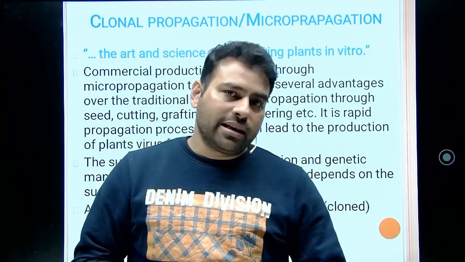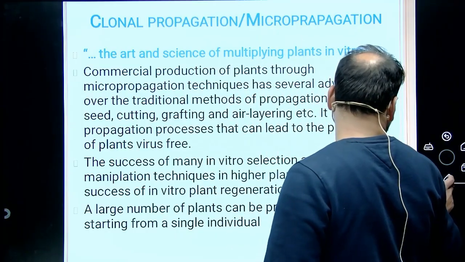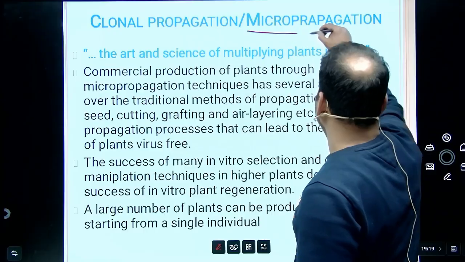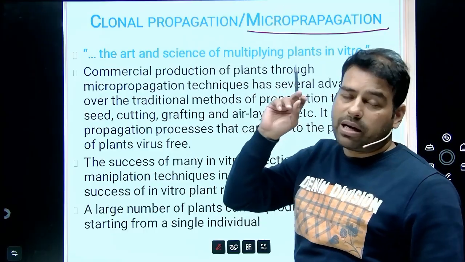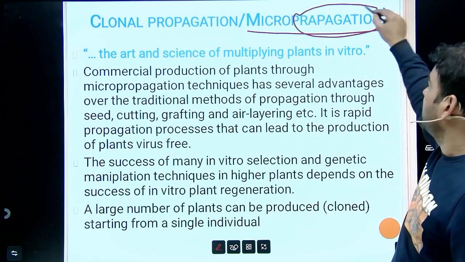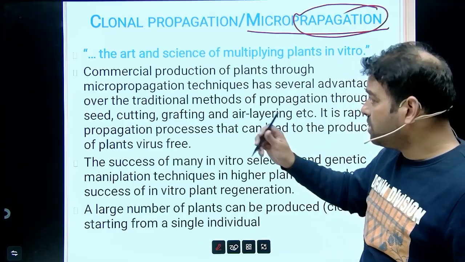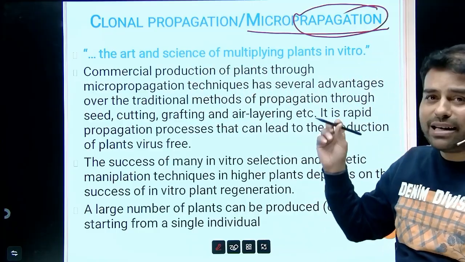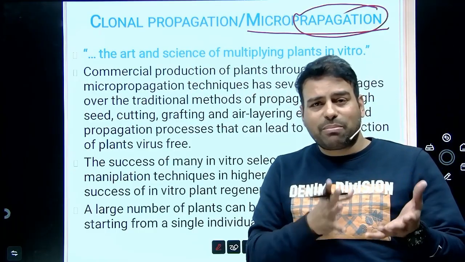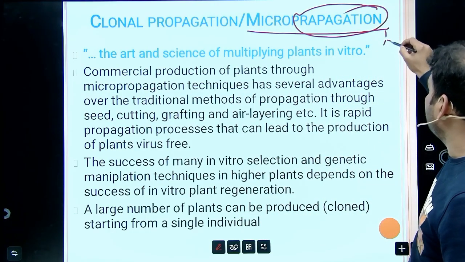Now, a term that we are using is micropropagation. Micro means a small part: we take a small part and propagate it in high numbers, to the maximum. So it is the art and science of multiplying plants in vitro, meaning in lab conditions, and we can multiply 1 to 2.